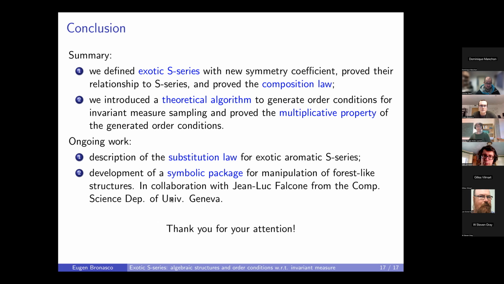And another project is the development of a symbolic package for manipulating the forest-like structures. I say forest-like because, strictly speaking, exotic forests or aromatic forests are not strictly forests, or aromatic trees are not strictly trees because they have cycles. So, okay, forest-like structures. And this is done in collaboration with Jean-Luc Falcone from the computer science department.